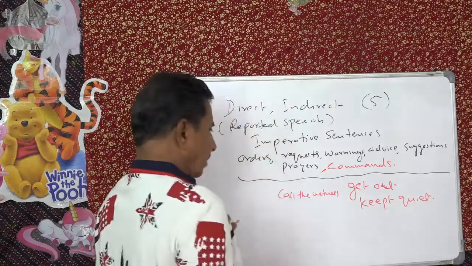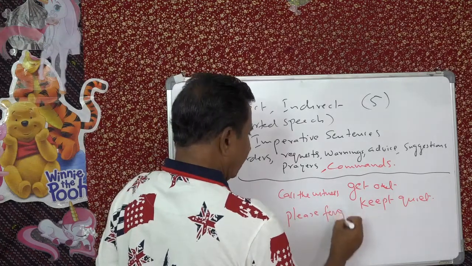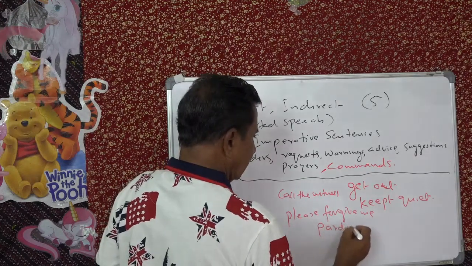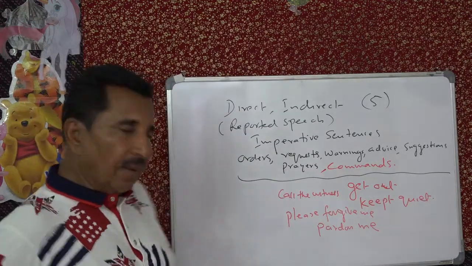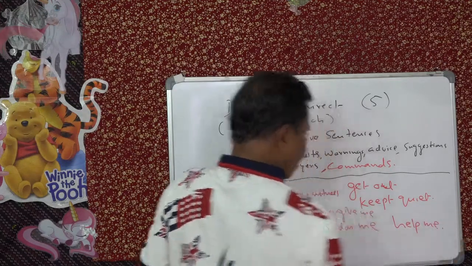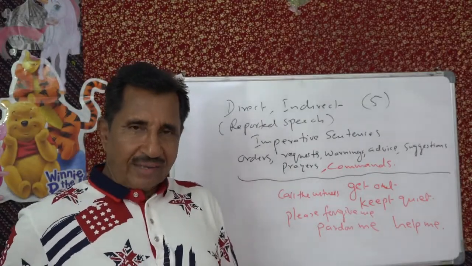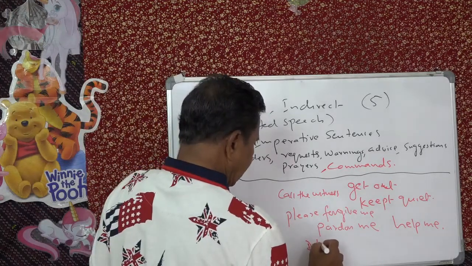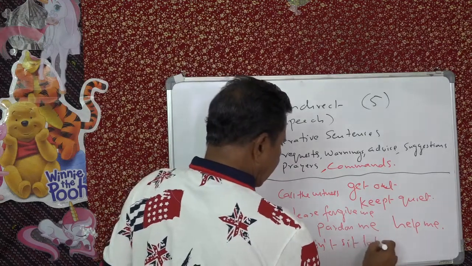Call the police. Please forgive me. Pardon me. God, please help me. So these are what we call imperative sentences. Get out. Go out. Don't cry. Do not sit late. Don't sit late. That is advice.